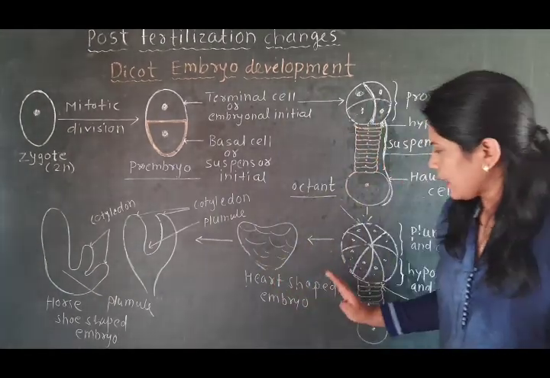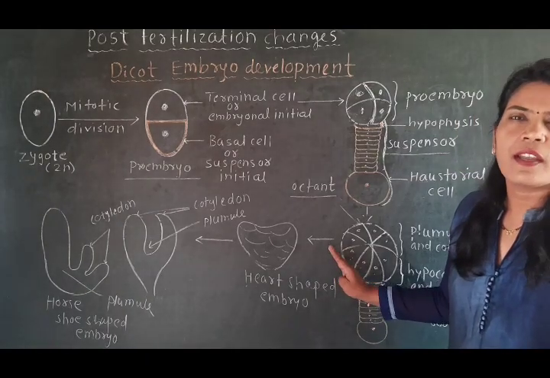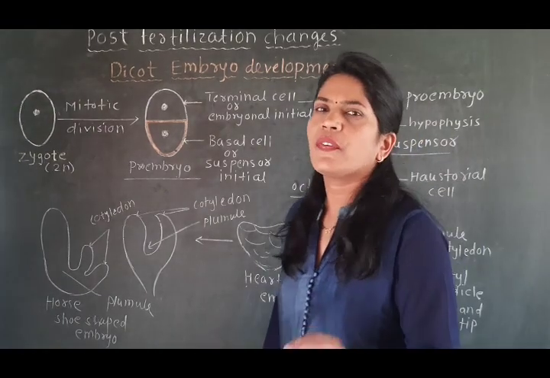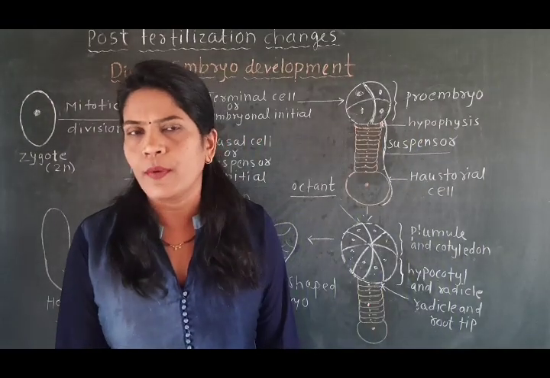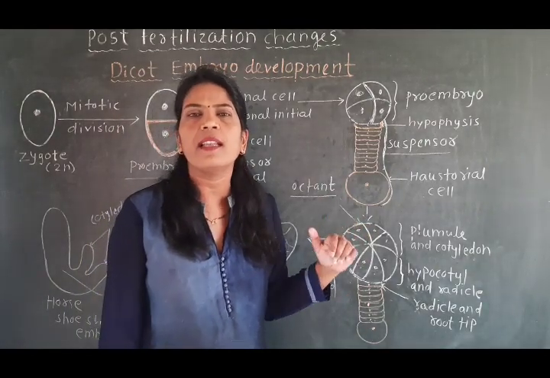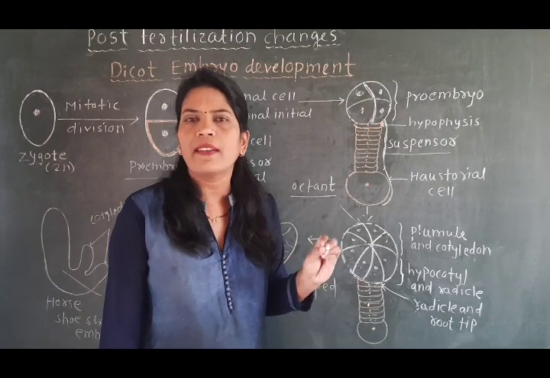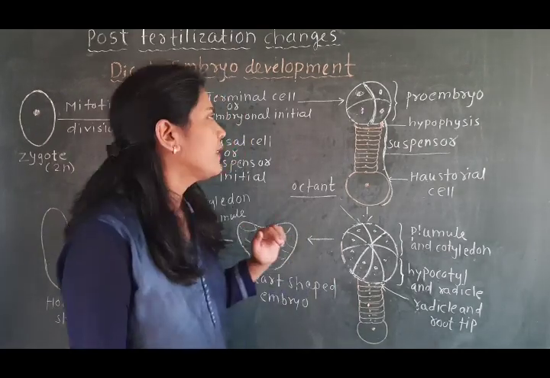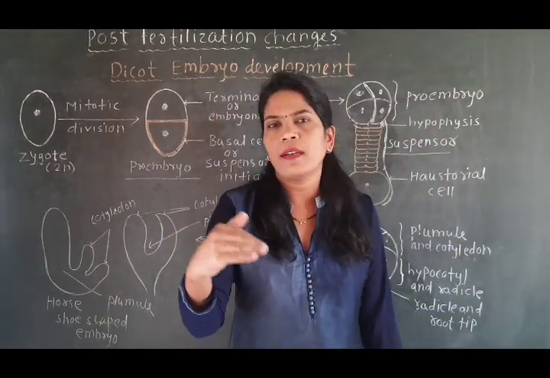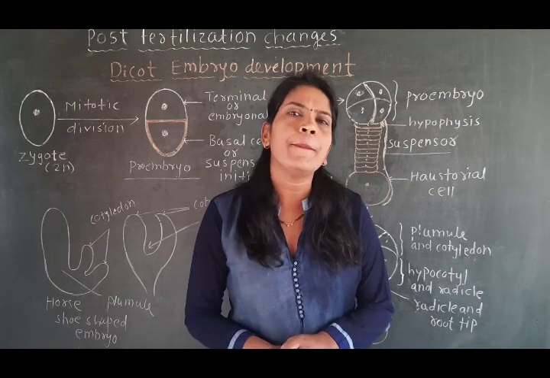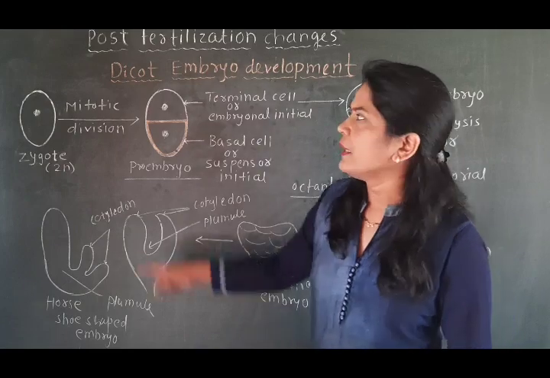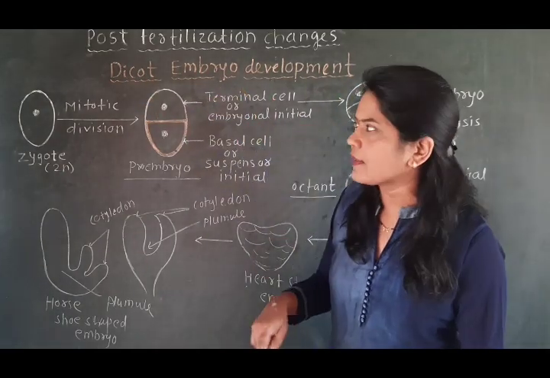Up to this stage the development of monocot and dicot embryo is the same, but there are somewhat little differences in the monocot embryo. But we are not going to discuss the monocot embryo here, only the dicot embryo. Again I will revise this development of the dicot embryo. It starts somewhat after the little development of the endosperm. After completion of the endosperm development, the development of the dicot embryo starts.